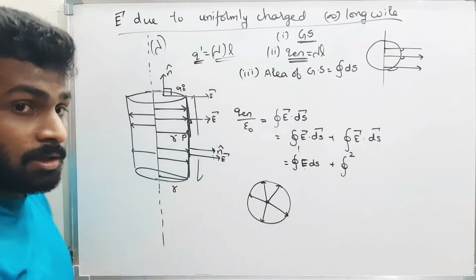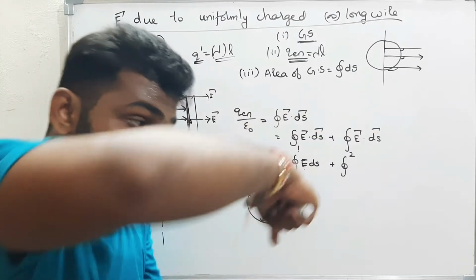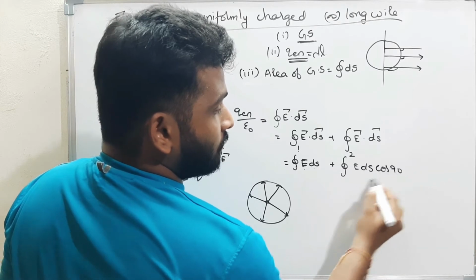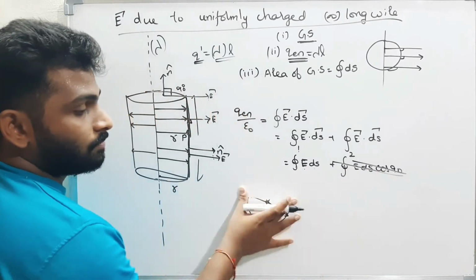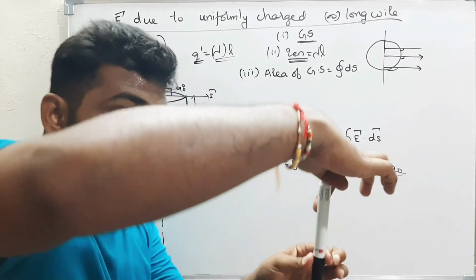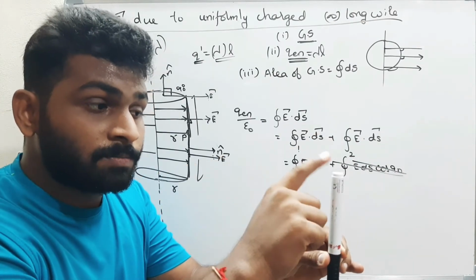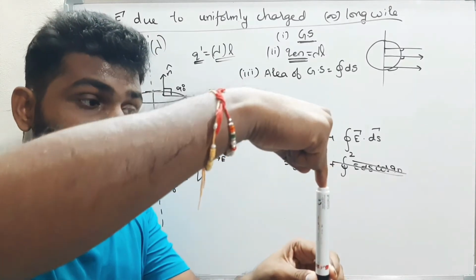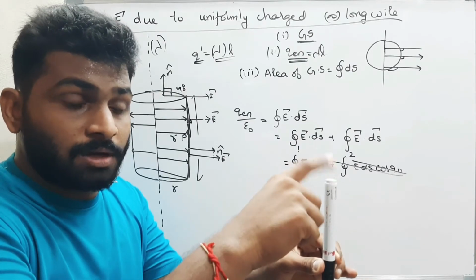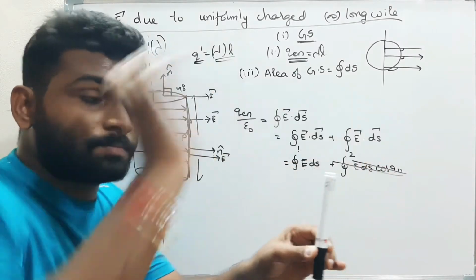That means the flux through the top area and the bottom area is 0. The electric field lines will only pass through the cross sectional area. Therefore, E ds cos 90 becomes 0. The flux will pass only through this cross section area. On the top pi r square, at the bottom pi r square, the flux is 0, because the area vector for the top surface is upwards and the electric field lines because of this wire are like this, 90 degrees. Therefore, the flux through this surface is 0. The flux through the bottom surface is 0. The flux is only because of this cross section area.